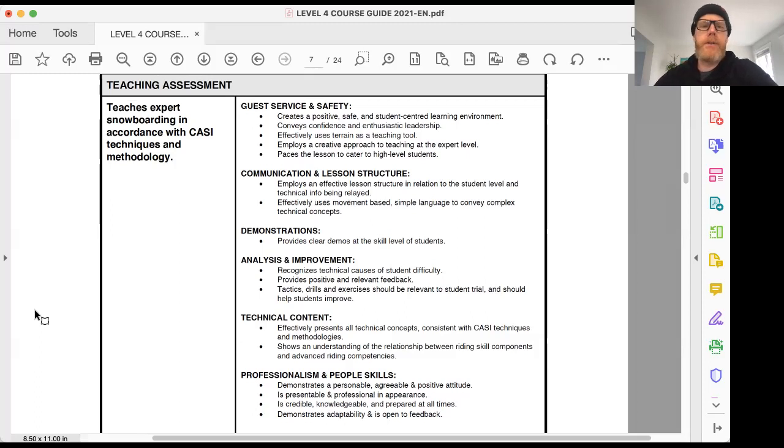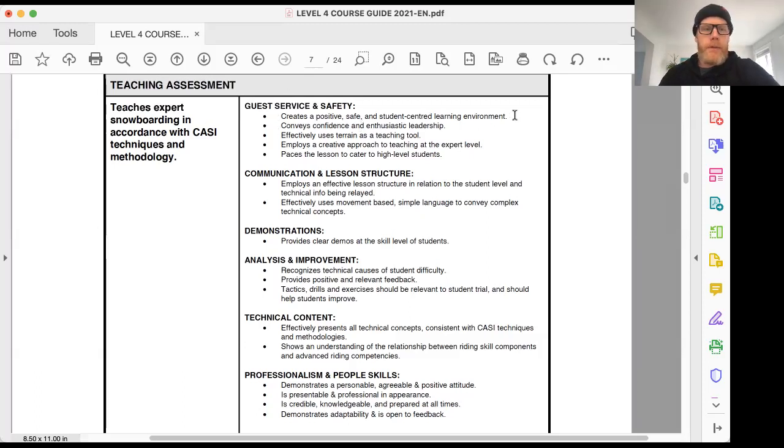But some of the specifics here, as far as these teaching skills go, under guest service and safety, we can see creates a positive, safe, and student-centered learning environment. That should be familiar from all of our levels, right? Student-centered for a level 4 or for an expert student, obviously, involves some different things than for a beginner student. So that's where the change comes as we go from level 1 to 2 to 3 to 4. Conveys confidence and enthusiastic leadership. So one of the things that we're looking for from you as a level 4 instructor is that you're confident teaching your peers and teaching people who are riding at or maybe even above your own riding level, and enthusiastic leadership there.